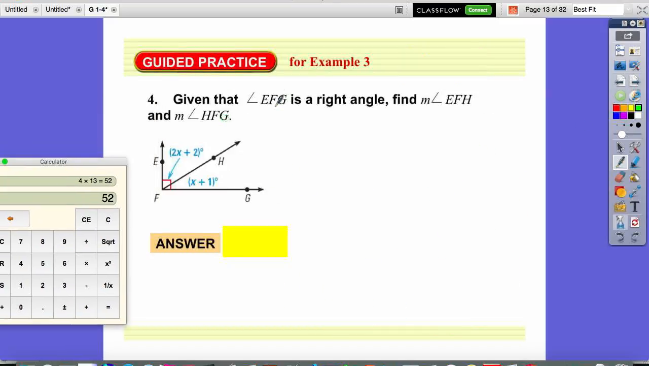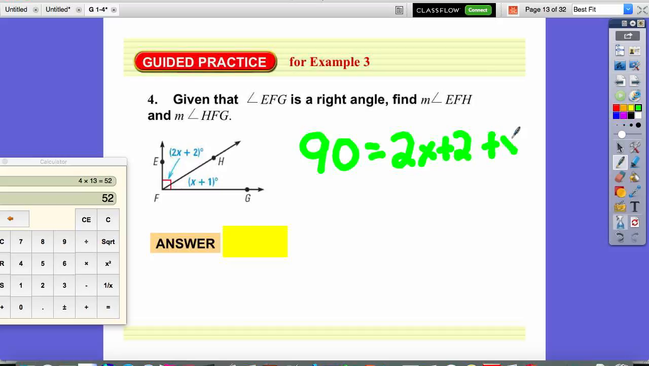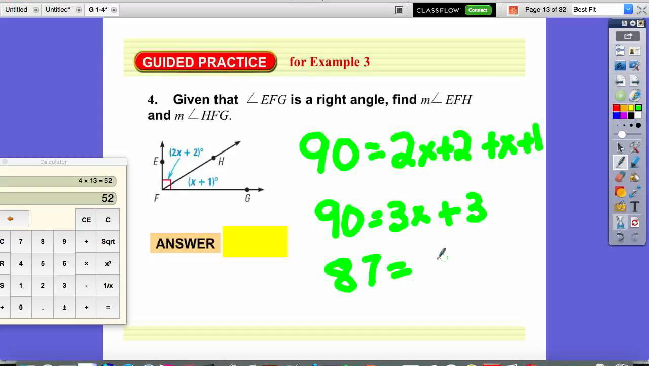And another guided practice, given that EFG is a right angle, so that means it has a measure of 90 degrees, find the other two angles. Once again, angle addition postulate, 2x plus 2 plus x plus 1, 90 equals 3x plus 3. I subtract 3 from both sides.